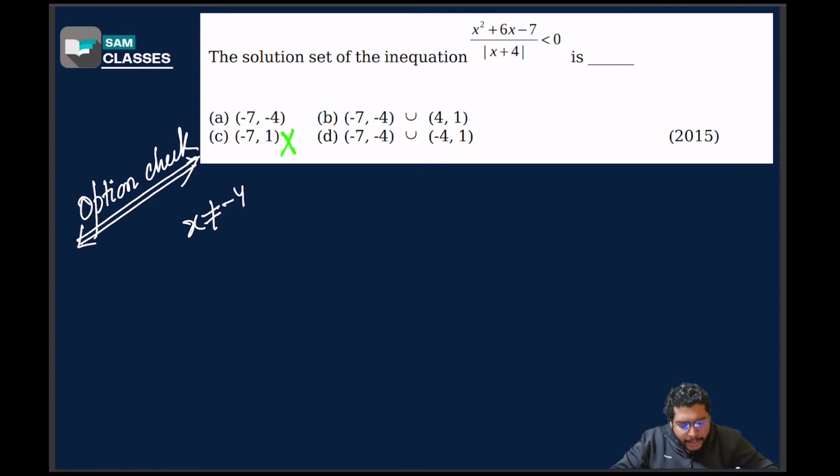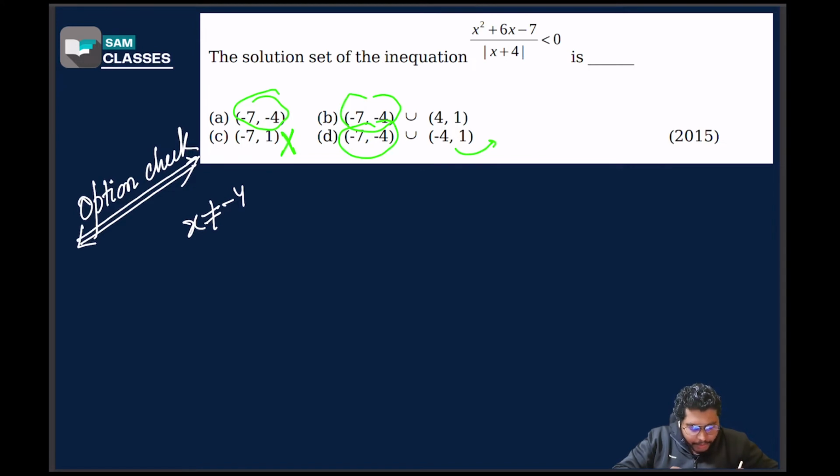Now what you can see is that this option, minus 7 to minus 4, is common in all of them. It means that has to be one part of the answer. KCET is simple, that has to be in the answer. Now we have to check whether minus 4 to 1 is there or not. Minus 7 to minus 4 will satisfy, so something extra is also there. From minus 4 to 1, 0 is in between.